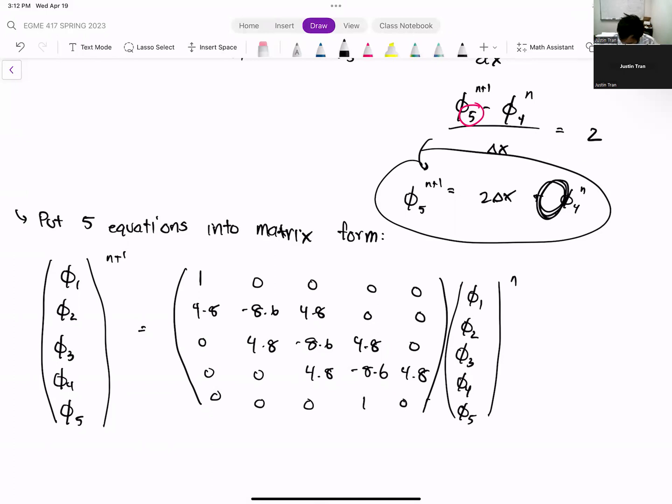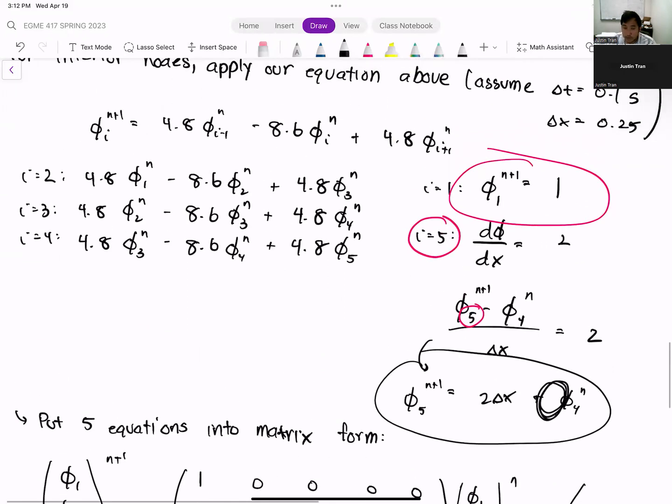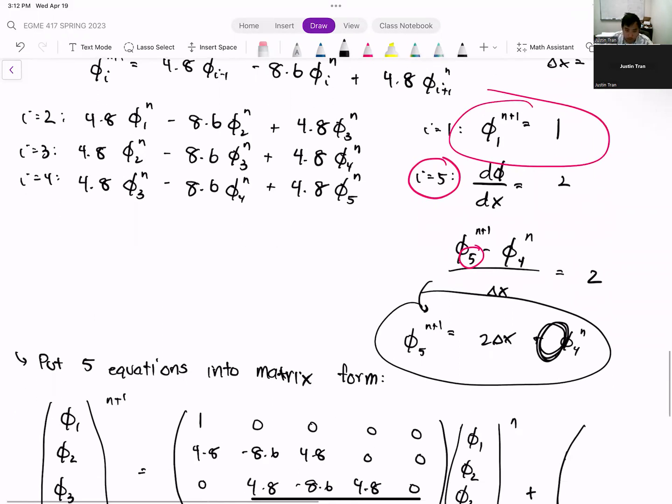To this, let's add the extra terms here. Everything on the right-hand side that's not a phi n term, we're going to put in this extra vector here. Most times that's going to be the boundary conditions, but if you have a source term, this is where it would go as well.